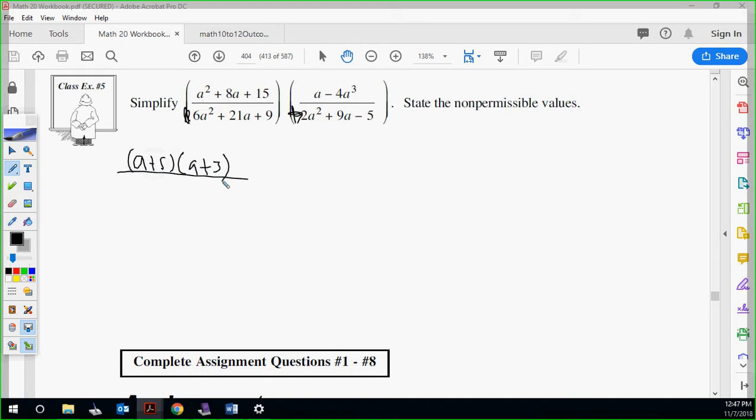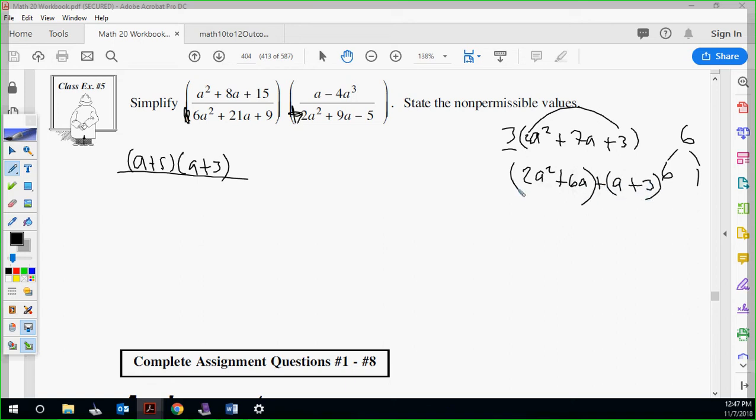Now the second one, the reason it's a little tricky is because there's a 6 there, but they also all have a 3 in common, right? 6, 21, and 9. So I'm going to take a 3 out first, and that gives me 2a squared plus 7a plus 3. Now I'm going to factor that. No, we're not going to distribute because we just took that out, right? Yeah, that's AC. 2 times 3, 6. 6 broken up into 7 is 6 and 1. So 2a squared plus 6a plus a plus 3, and then we group. That's our decomposition.